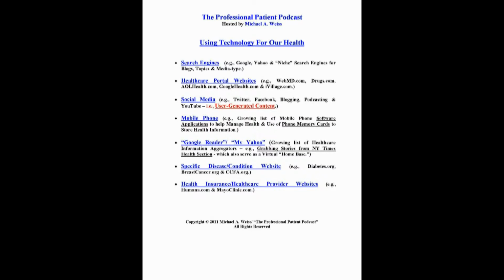Next, I list Google Reader and My Yahoo. These are Google and Yahoo tools that act as your home base on the web. They're basically information aggregators. Again, you could set them up like these healthcare portal sites and have them go out and grab, for example, the New York Times Health section every day. Very valuable, very easy to use. I personally use My Yahoo, think it's wonderful.